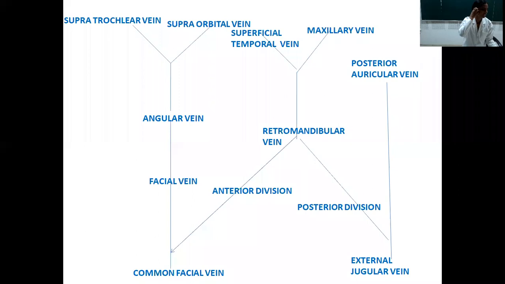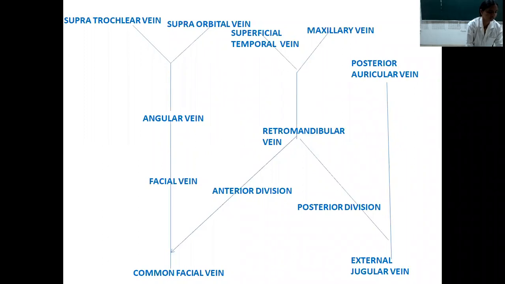You can see in the PPT: anterior division and posterior division. Here the anterior division of the retromandibular vein joins with the facial vein, where it forms the common facial vein, which drains into the internal jugular vein.